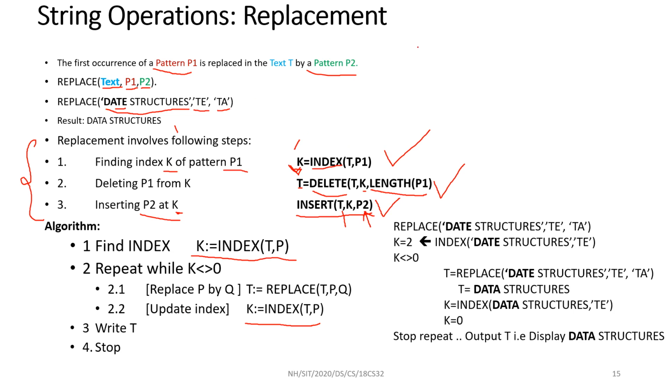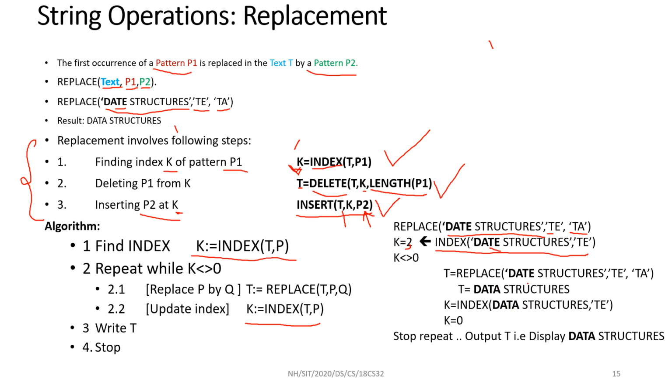This is the thing. If date structure is my input string, and TE is my pattern, TE is to be replaced. First of all, I have to find out if TE is there in the string. I have to apply the index function, that is, finding T in here. Is T there or not? 1, 2, here it is there. Index 1, 2, index 3 I guess. The T is there, at 3. Okay, 3. At this place, TE is here.